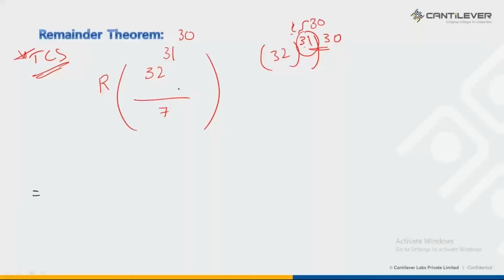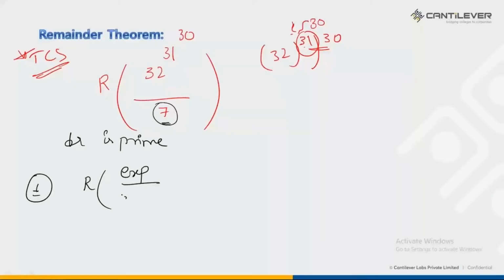So whenever you see questions like this, I gave you a clue that the denominator is a prime number. 7 is a prime number. Denominator is prime. What's the first step? Remainder when the exponent is divided by denominator minus 1. What is the exponent part? 31 to the power of 30.